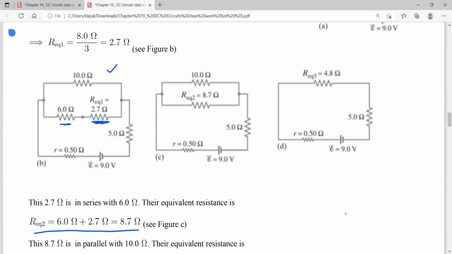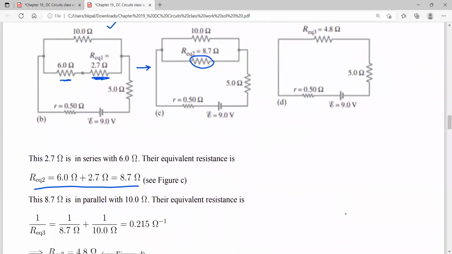So then I can draw another circuit. This is 8.7 omega, and 10 omega is 10 omega. Now here you see that 10 omega and 8.7 omega are connected in parallel again.